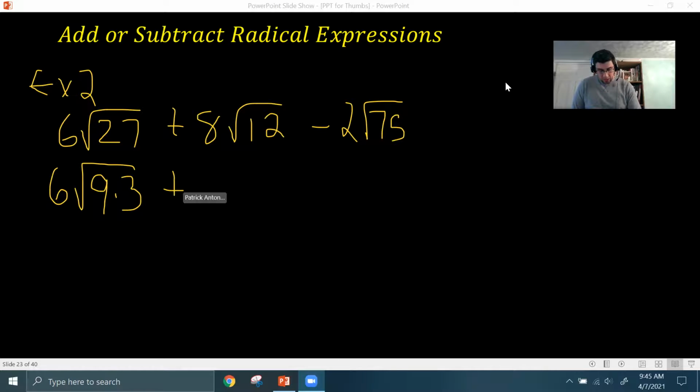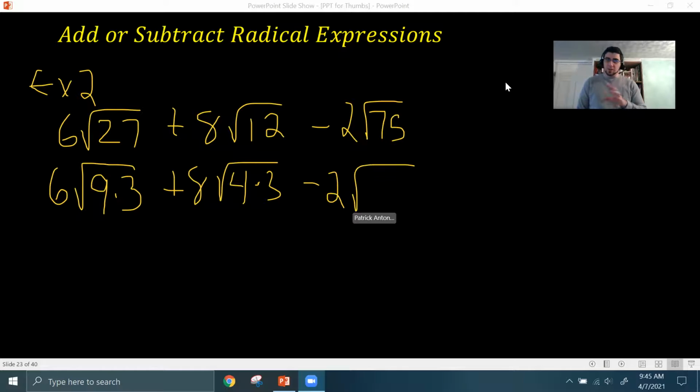So plus 8 square root of 12. 12 can be thought of as 4 times 3. I know you can also write 12 as 6 times 2, but 6 and 2 aren't showing the perfect square factor of 12. You have to write it as 4 times 3. And then minus 2 square root of 75 is sometimes tricky, but remember it's 3 times 25. So I'm going to write it as 25 times 3.